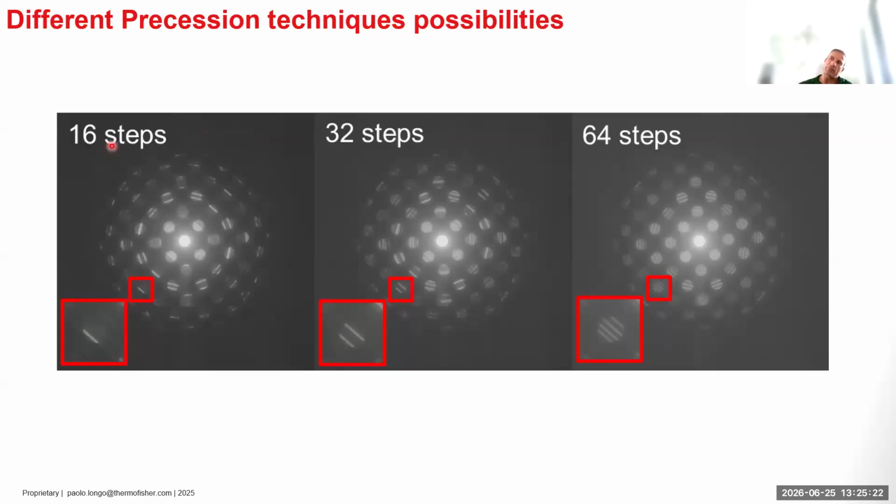Here you have an example when you tilt the beam only 16 times, and you can see an improvement already in the information. If you do 32 steps, you get an even further improvement. So you can decide how many steps you want to do for the tilt.